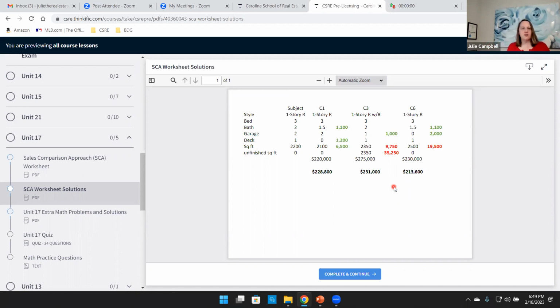Obviously, for your test, they're not going to ask you to choose comps. They're going to say, here are your comps. So for your test, you have to adjust. But again, I think this is a good way to get you practicing that adjusting.